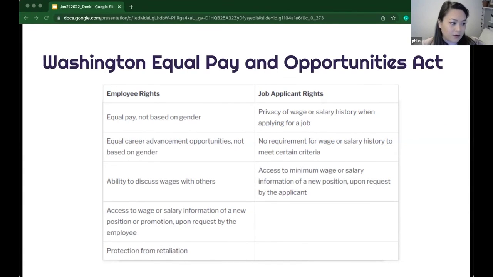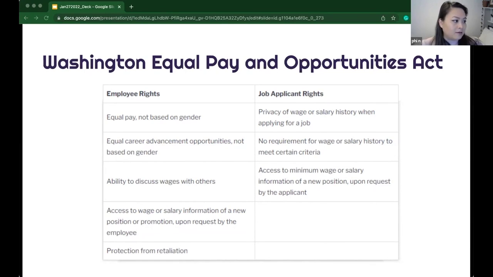And that is no longer a requirement to understand their minimum wage or salary expectation. Job applicants can also ask for the salary of the new position if they request it. The employer should be able to pass that information freely to them.